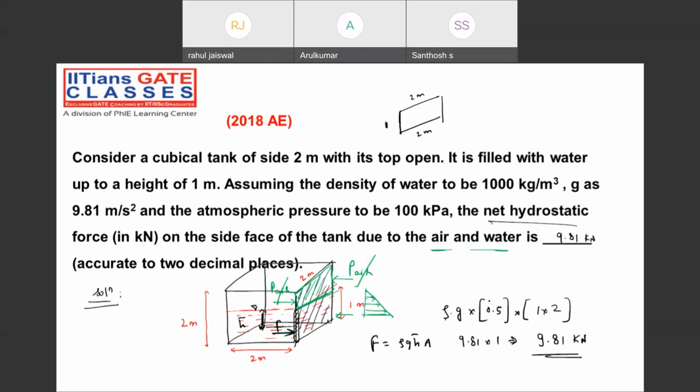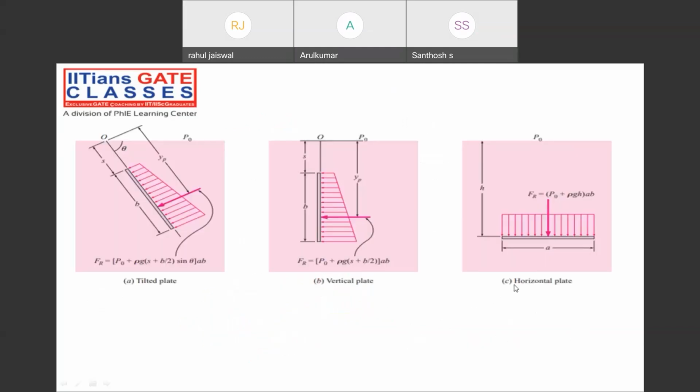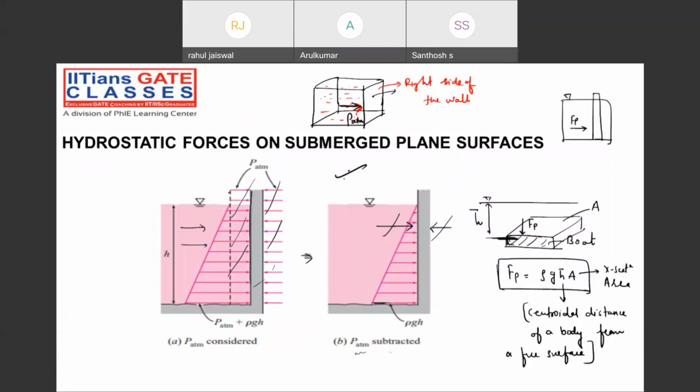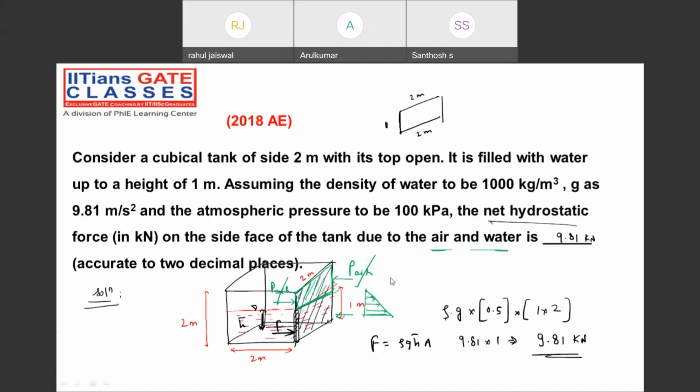Some of you who are not aware of this particular concept, what answer will they tick? They are going to tick the option called 9.81 plus atmospheric pressure into area, and they are going to get the wrong answer. Understanding or not? They are going to click 209.81 kilonewton, but that is incorrect. All of you understanding what actually I'm talking about?